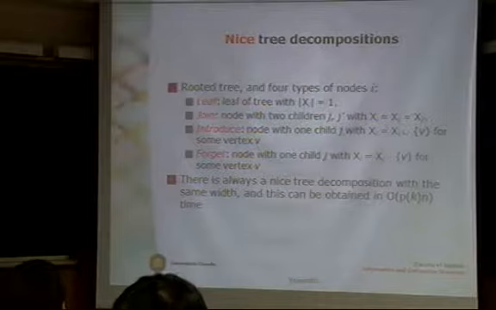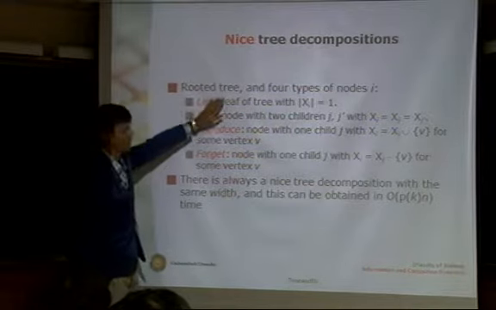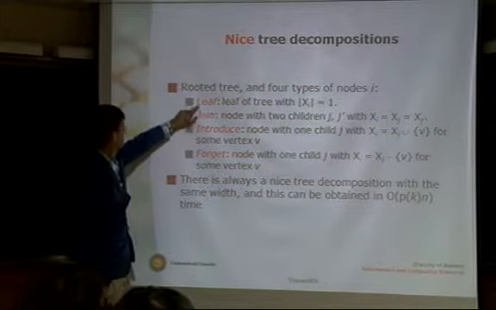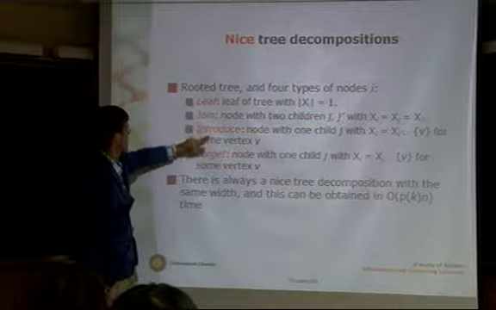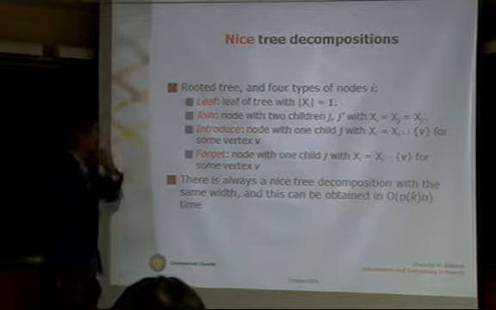Now let's go to nice tree decompositions. These are a special type of tree decompositions where I assume my tree is rooted, and I have 4 types of nodes: leaves, joins, introduce, and forgets. And I'll show later what they actually are doing.